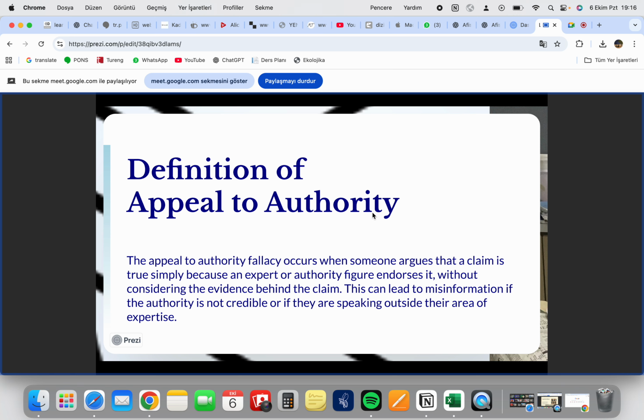Example one is my favorite actor says this diet works, so it must be good. Your favorite actor is not a doctor, so you can't trust them about it. Okay, their opinion isn't real evidence. Because you love them and they are your favorite actor, it doesn't make the statement true. And example two is a famous YouTuber says this crystal has healing powers. Guys, fame doesn't make someone an expert.